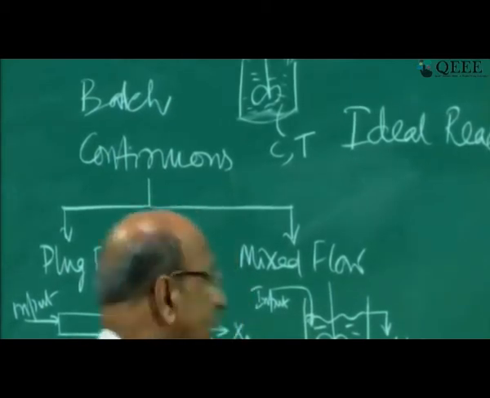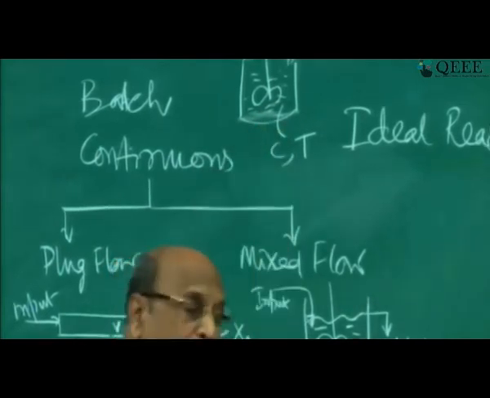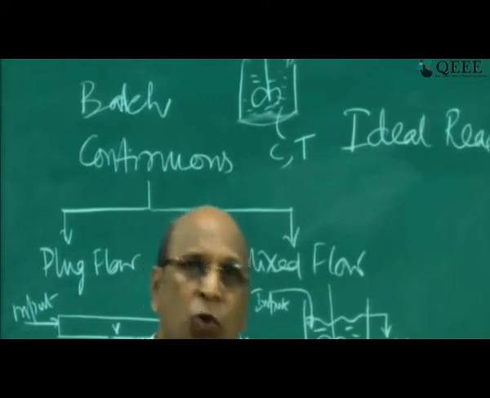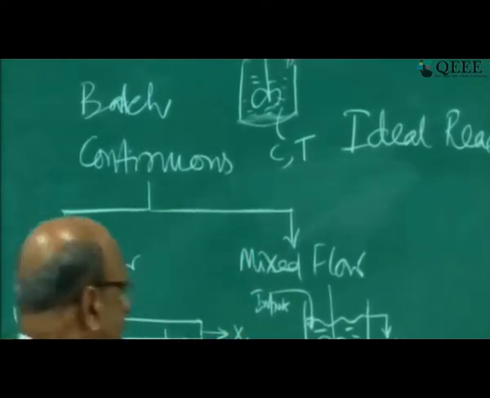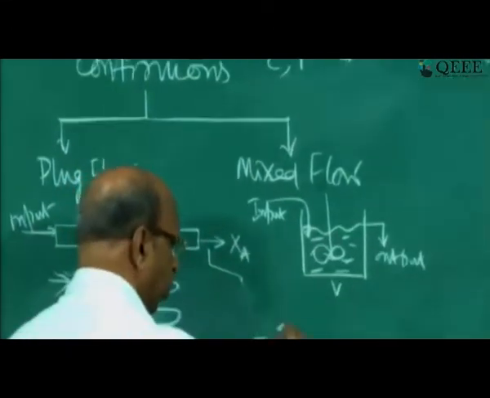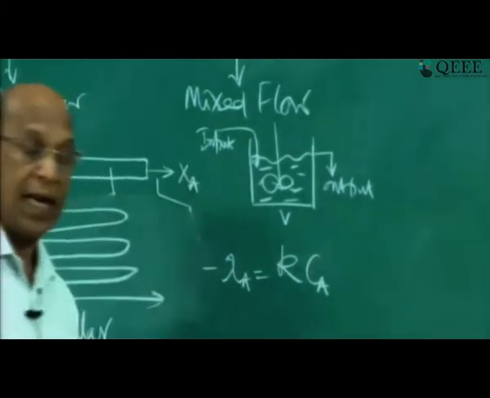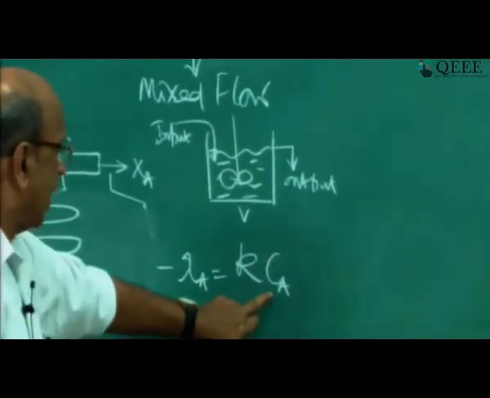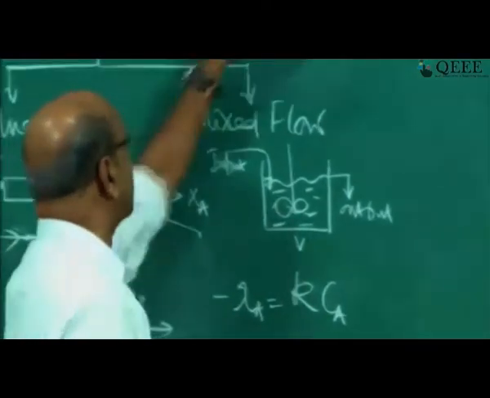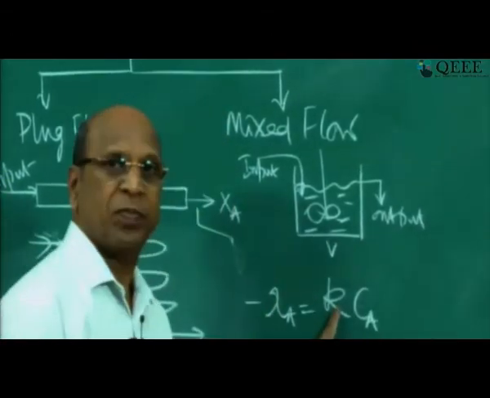Why? Because if I have different concentrations, then I will have a problem in finding out what is the rate of reaction. In the simplest case, don't always take first order reaction, but as an example we always give first order reaction. In the simplest case I have k Ca. Now Ca, if it is the same throughout, then I have only one rate, assuming temperature is the same.